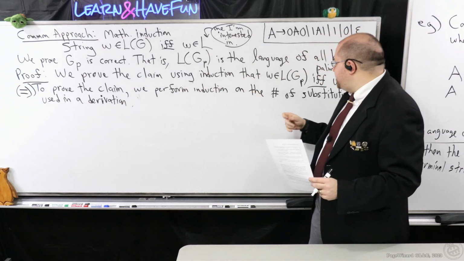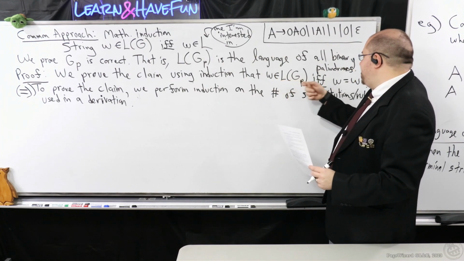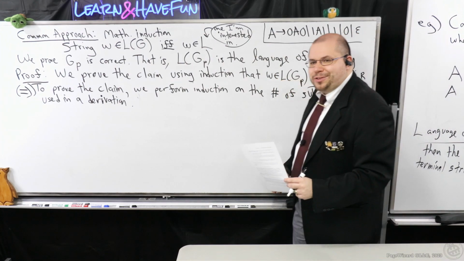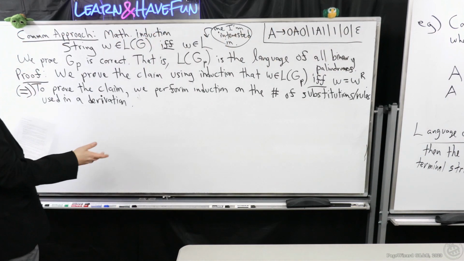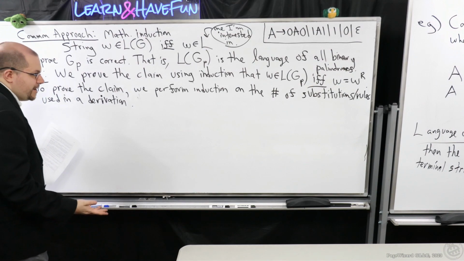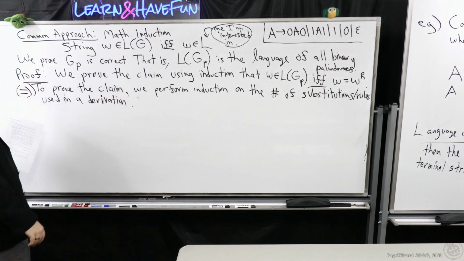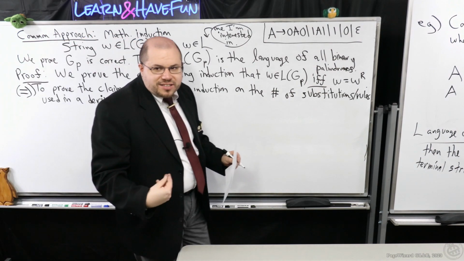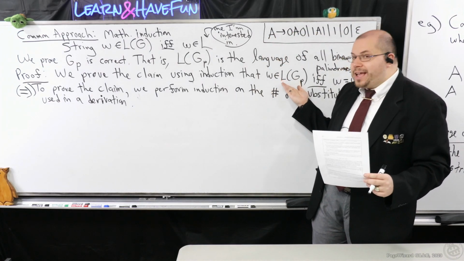The first part, the one I'm going to establish here, is where I take a string from the language and show you that it actually is a palindrome. But I'm going to have to do that over, because remember, W is any binary string, right? So I'm going to perform induction on the number of substitutions or rules so that I can capture all possible strings that can be produced and hence belong to this language.